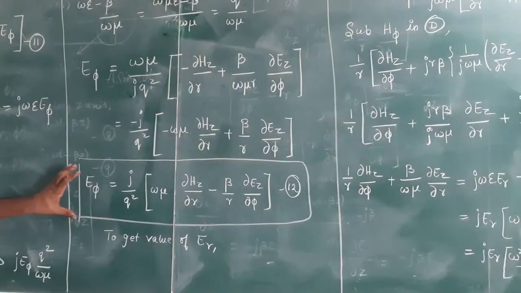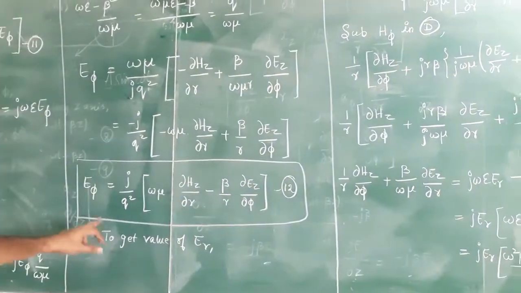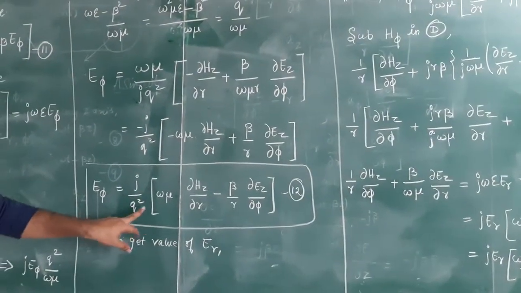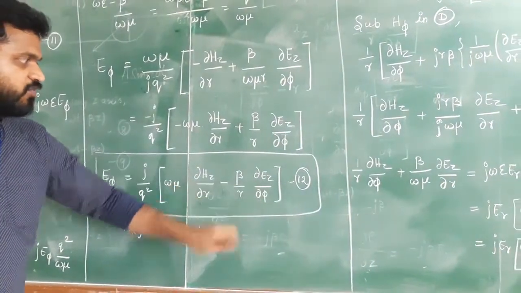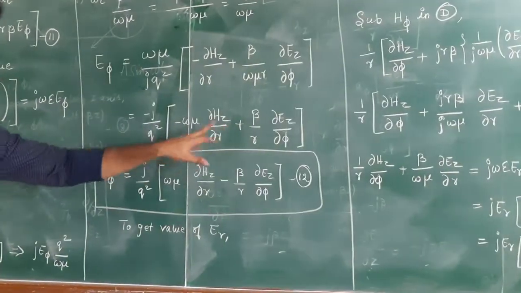So this is the corresponding equation for E phi. E phi is given by j by q square into omega mu dou Hz by dou r minus beta by r into dou Ez by dou phi. So we have changed the corresponding signs inside.